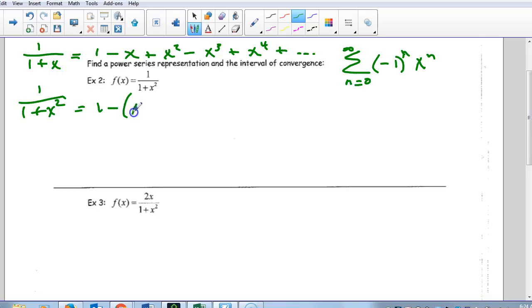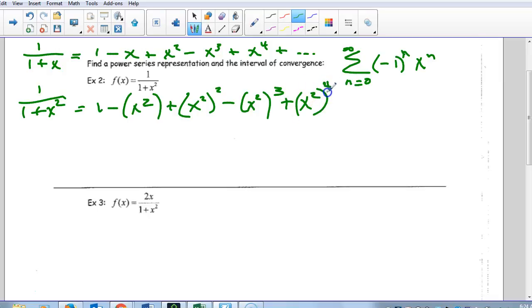1 minus x squared plus x squared squared plus minus, gotta follow the sister. I've got x squared cubed. I've got x squared to the 4th. This is really a go-to. We're going to have series that you can't do this with, but if you can, that's what you want to do. -1 to the n, x squared to the n. That's so ugly, but hopefully you can read my silly writing.